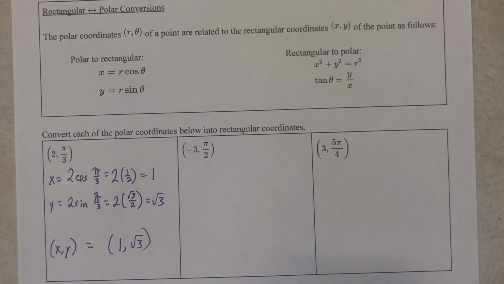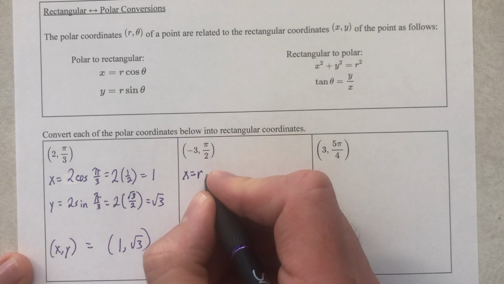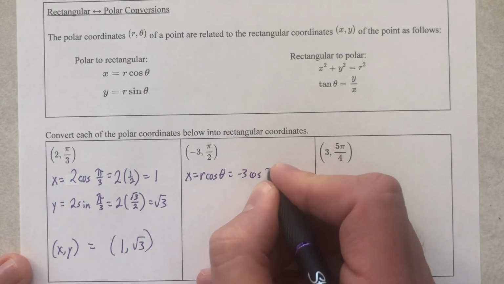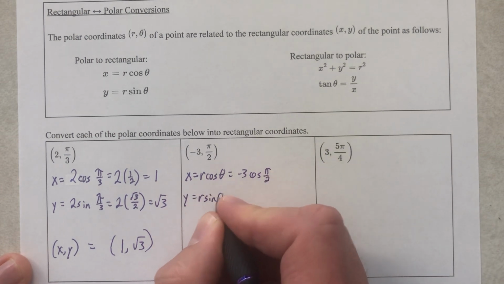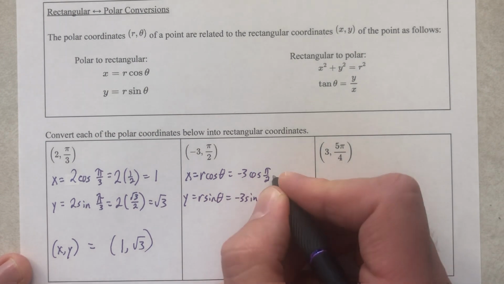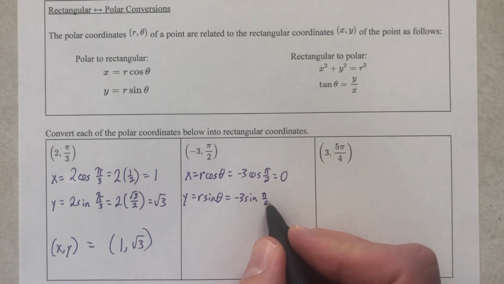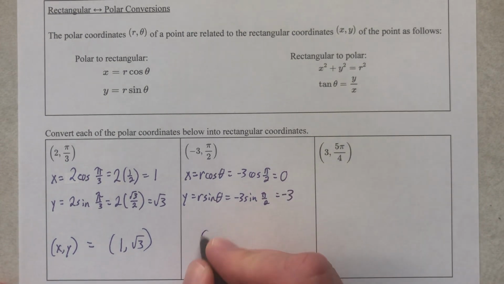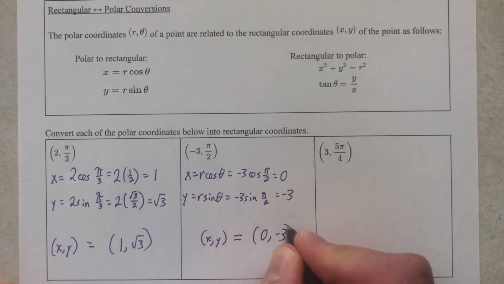Let's do the next one. This is fun. So x is, I'll write the formula this time. I don't want to forget it. R cosine theta, so negative 3 cosine pi over 2. And y is r sine theta. If you don't want to write it every time, that's fine. But the more you write, the more you remember. There we go. Let's see. Cosine of pi over 2 is 0. And sine of pi over 2 is 1. So my xy coordinate is 0, negative 3.